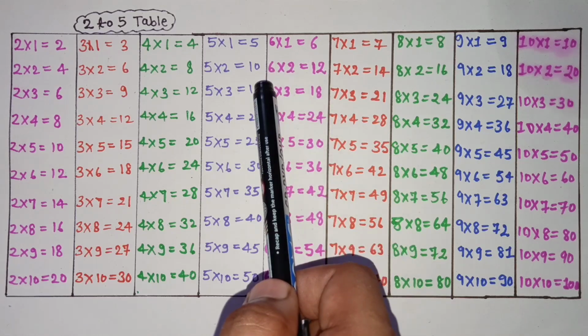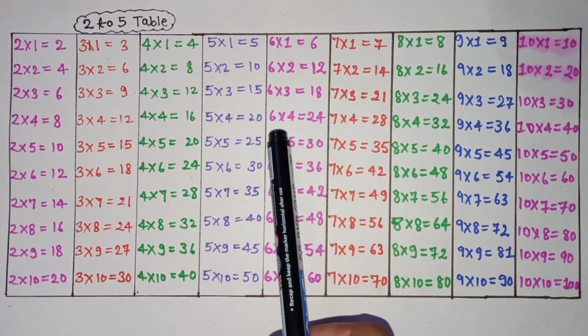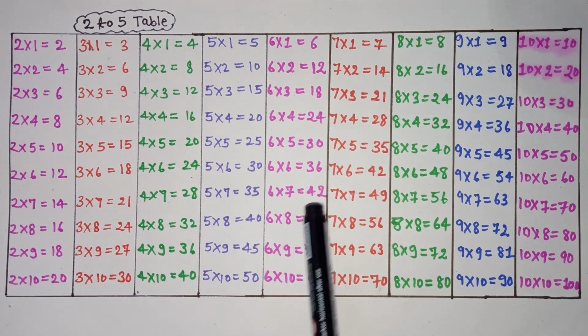6 1s are 6. 6 2s are 12. 6 3s are 18. 6 4s are 24. 6 5s are 30. 6 6s are 36. 6 7s are 42. 6 8s are 48. 6 9s are 54. 6 10s are 60.